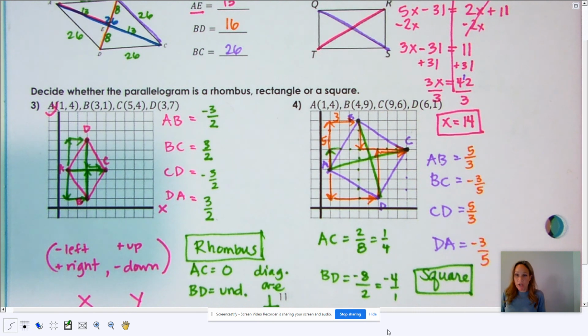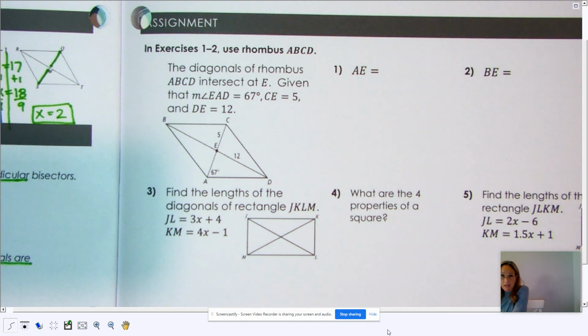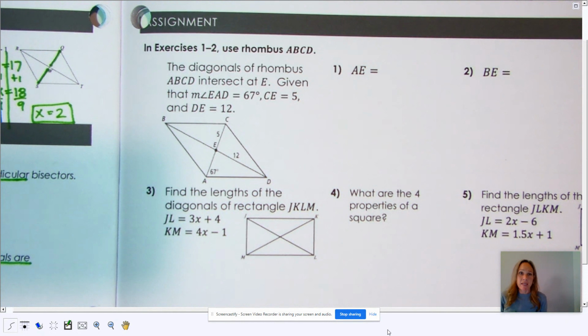All right, so now we're gonna go ahead and go over the odd answers to the homework for tonight. So I'm gonna move over to that. All right, so homework for 7.3. It says the diagonals of rhombus ABCD intersect at point E. Given that measure of EAD is 67, CE is 5, and DE is 12, we need to find some information.